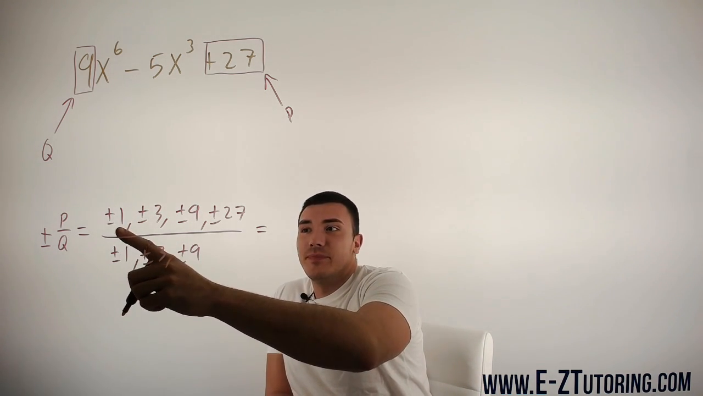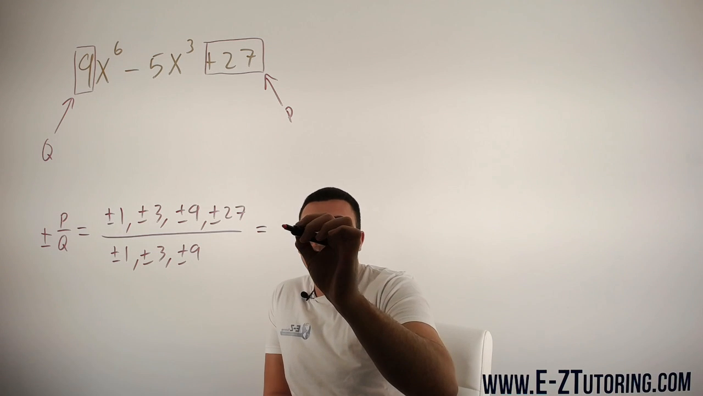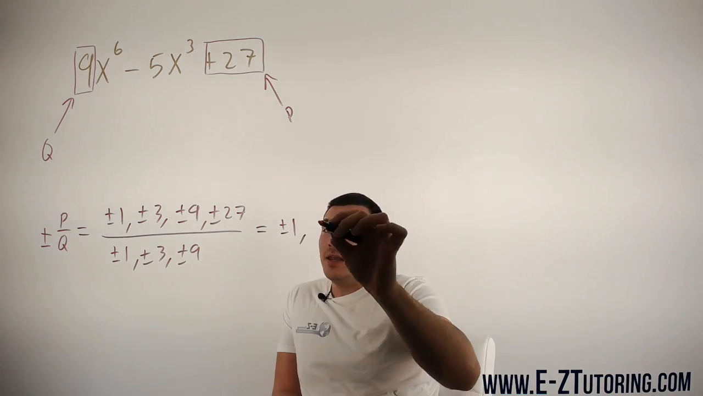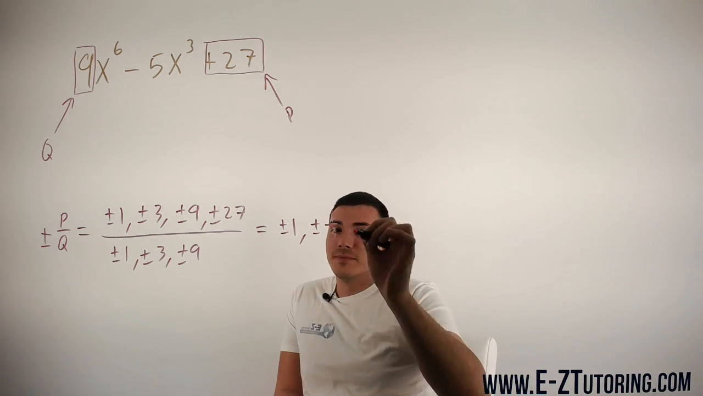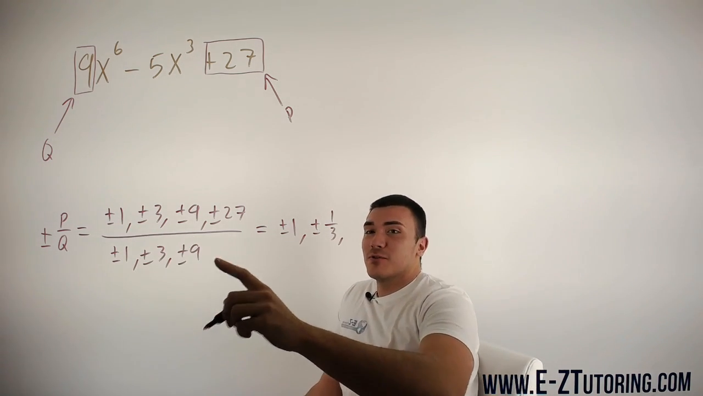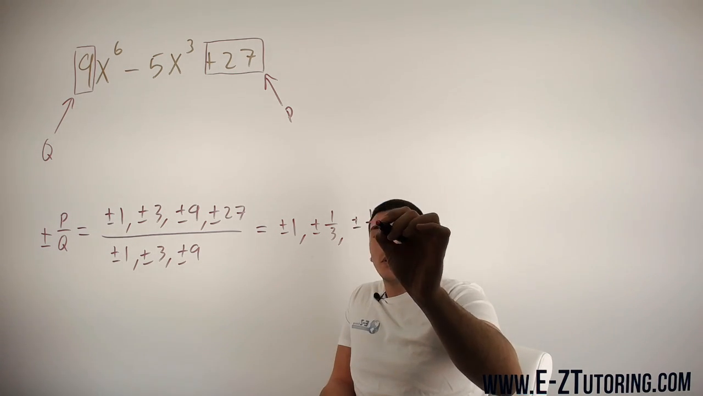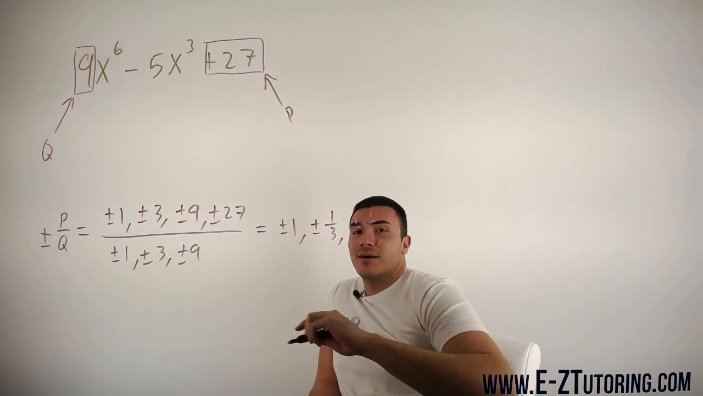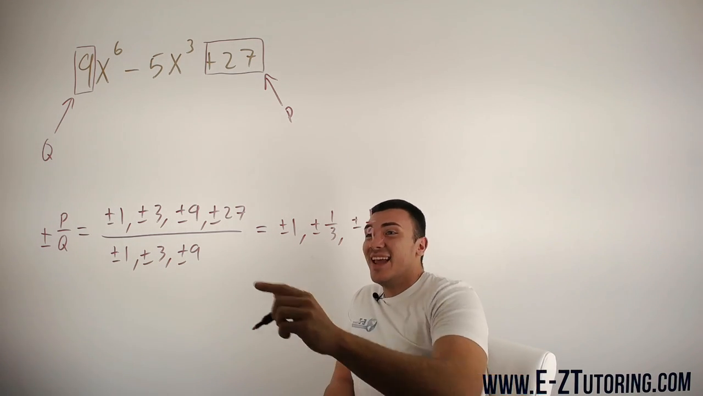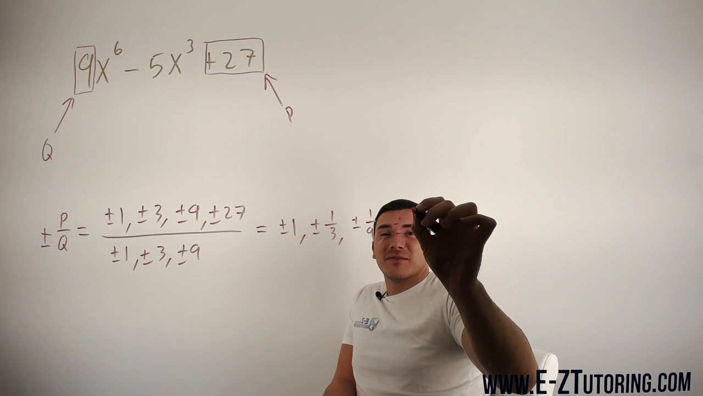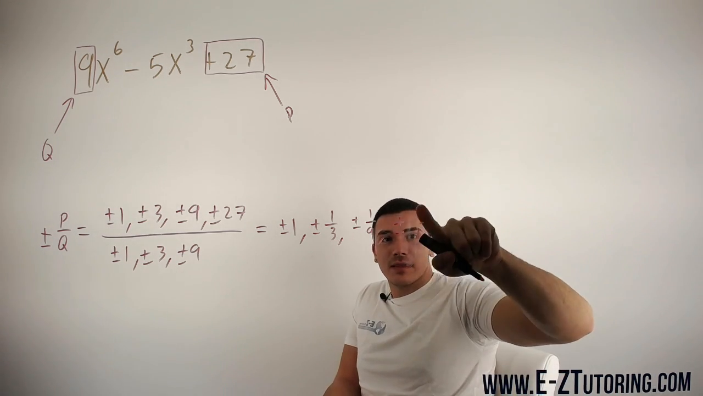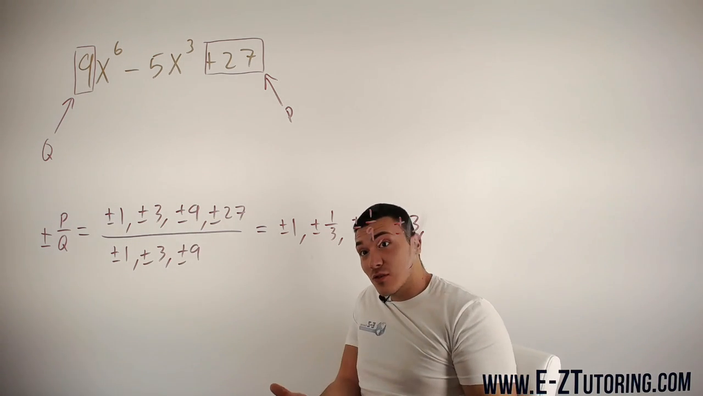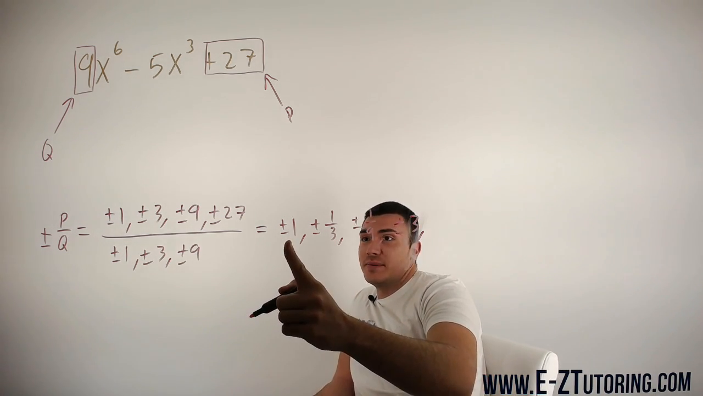Plus or minus 1 over plus or minus 1 is just plus or minus 1. Plus or minus 1 over plus or minus 3 is plus or minus 1 over 3. Plus or minus 1 over plus or minus 9 equals plus or minus 1 over 9. Plus or minus 3 over, I'm going to stop saying plus or minus, 3 over 1. That gives us plus or minus 3 over 1, which is just the same thing as saying 3. And then 3 over 3 is just 1. And we already wrote plus or minus 1.